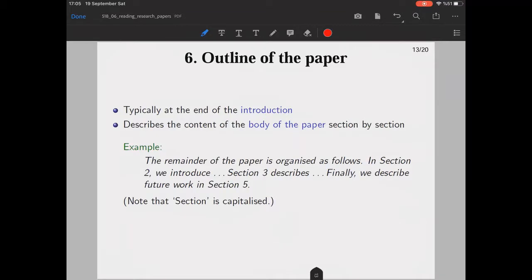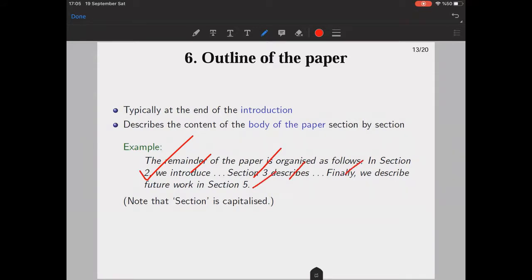The outline of the paper typically is given at the end of the introduction, within the introduction, just at the end. It describes the content of the body of the paper, section by section, like advertisement, like promotion. For example, the remainder of the paper is organized as follows. In section 2, we talk about this. Section 3 describes this. Finally, we describe future work in section 5. Okay, section 5. So we're just promoting our paper so that it would motivate the reader to truly read it.